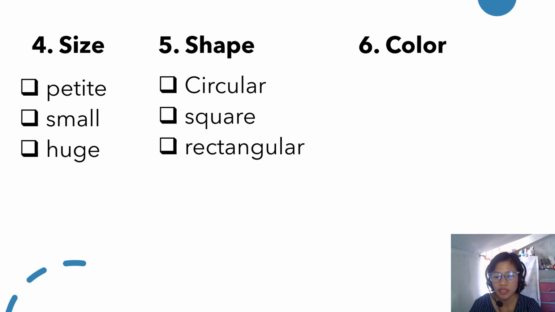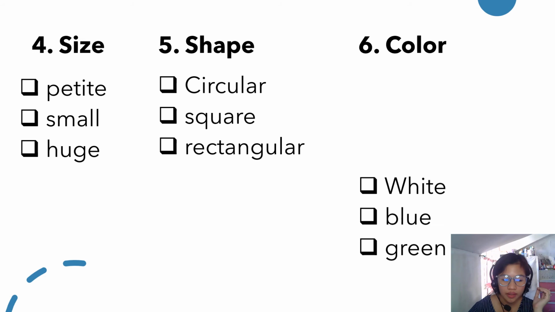Next, a triangular house. Okay? A is a determiner. Next, triangular is a shape. Okay? So I use there different adjectives. Determiner and a shape, which modifies the noun house. A triangular house. Okay? Next, 6, color.